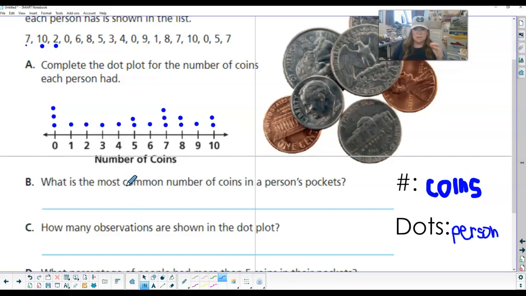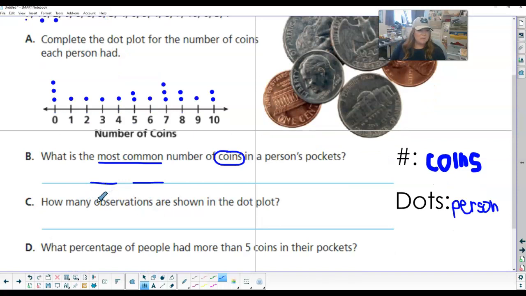So what is the most common? Remember, most common means go up. So we're looking at the number of coins that has the most dots. I can actually see 2 of them that have an equal amount of dots, so you should have 2 answers here. There's 2 that go up the highest.